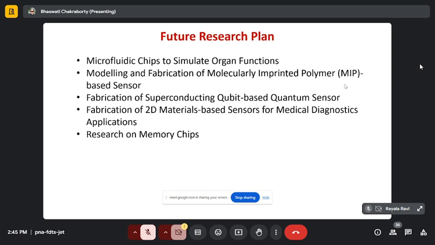Let's see what happens. And also, I would like to explore molecularly imprinted polymer-based sensors for viral biomarker and cancer biomarker detection. Also, I would like to carry out my pending work, which was on quantum sensors, in future, I guess. And 2D materials based sensing devices, I also want to explore, especially MXene based van der Waals devices, which are very crucial in case of biomolecule detection techniques.